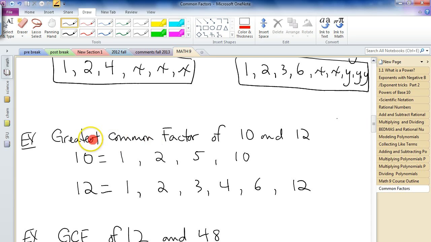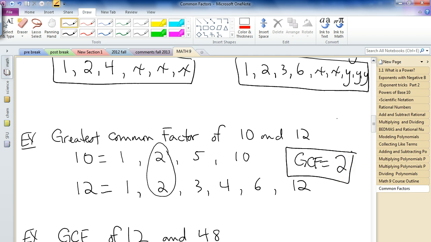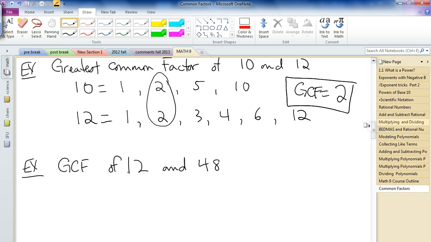Now, which is the largest number that they both have in common? So start from this end and kind of play Go Fish. Is a 12 in this line? No. The 12 says, do you have a 6? No. Do you have a 4? No. Do you have a 3? No. Do you have a 2? Yes. You share a 2 in common. So the greatest common factor between 10 and 12 is the number 2. Okay, so this greatest common factor thing comes in handy next lesson. This is why we're going over it.